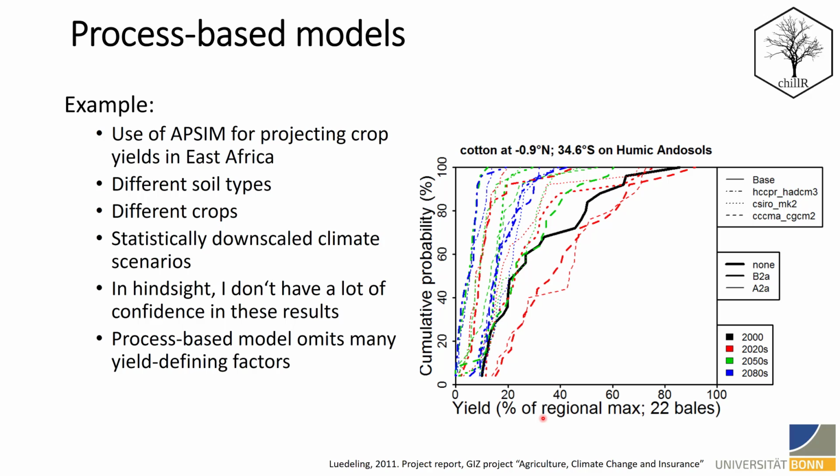And the reason for this, I'm pretty convinced by now, is that APSIM is a process-based model. It contains a lot of knowledge on the soil and the plant and how it grows and all that stuff. But it doesn't actually include many important factors that limit yield potentials under East African conditions, like the effect of weeds and pests and diseases. They're not very well represented in these models. And so ultimately, even though many processes are well represented in the model, actually the results are pretty far off.